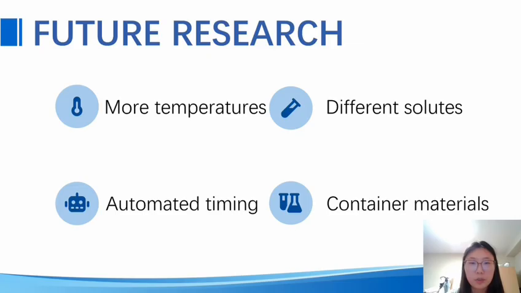Future research could include testing more temperature levels to see the full trend, using automated timing tools to reduce human error, trying different types of solutes such as salt or artificial sweeteners, and exploring how different container materials affect heat retention and dissolution speed.